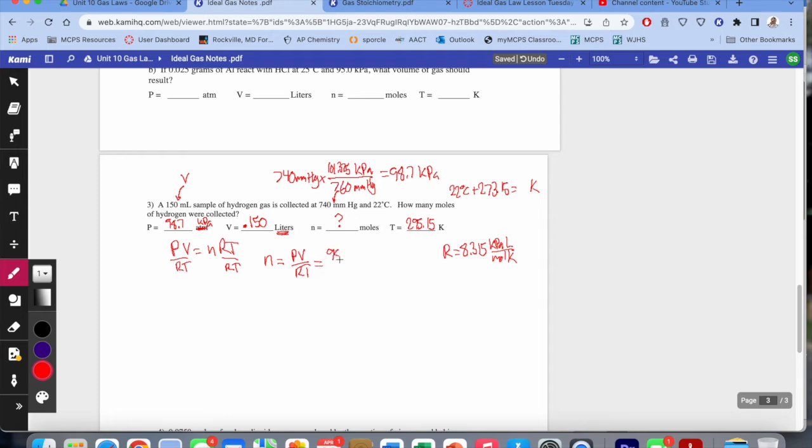So 98.7 kPa times 0.150 liters over R, 8.315 kilopascal liters over moles Kelvin, times 295.15 Kelvin. And now I have my whole problem set up.